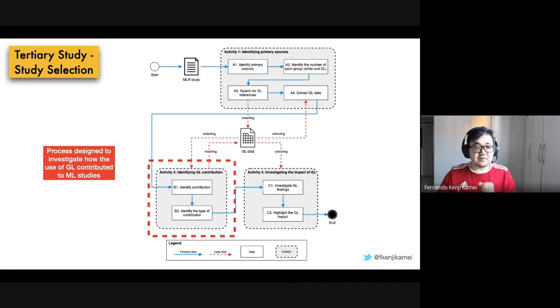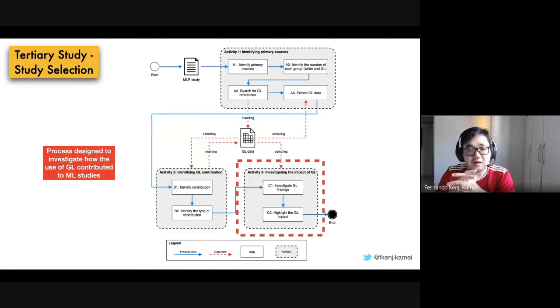In the second activity, we aim to identify the gray contributions properly. Thus, we look at the stored references to identify how gray literature was used in the study. Here we look at the text, figures, and tables. We intend to investigate the gray literature used, its types, and the types of contributions. In the third activity, we investigate the impact of gray literature in each study and compare the findings of the studies with traditional literature.